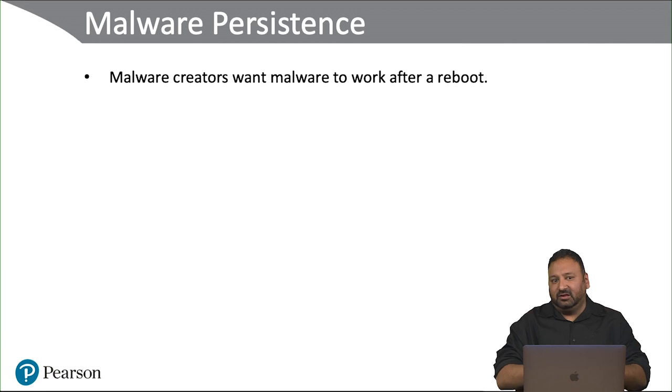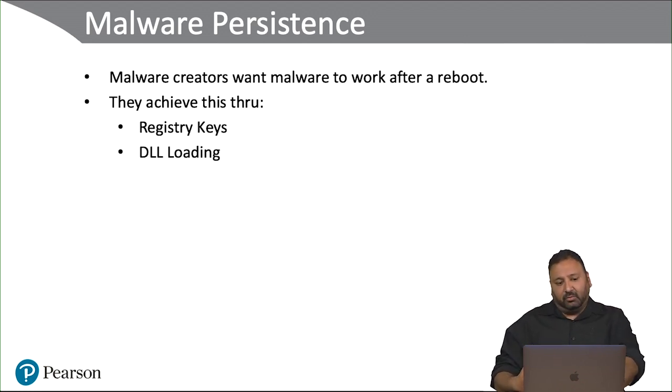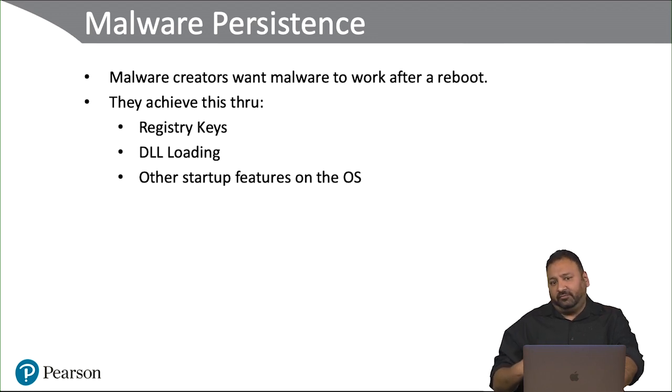They want to be persistent, not only on the system they infect, but they want to be able to expand into an environment, into an organization, and be persistent on every system they're on. So how do they achieve persistence? Well, one of the most common ways is through registry keys, which we'll be talking about, as well as DLL loading or DLL side loading, as well as sometimes other startup features that are already present on the OS, for example, the startup folder.